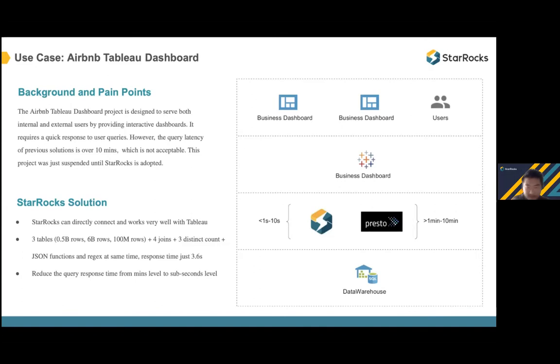They gave us an example from their production line. They're using 3 tables, which one has 500 million rows, one has 6 billion rows, one has 100 million rows, and do 4 joins, 3 distinct counts and JSON functions and registers at the same time. So they do this complex query with 3 tables and a lot of different functions at the same time. The response time is just 3.6 seconds.